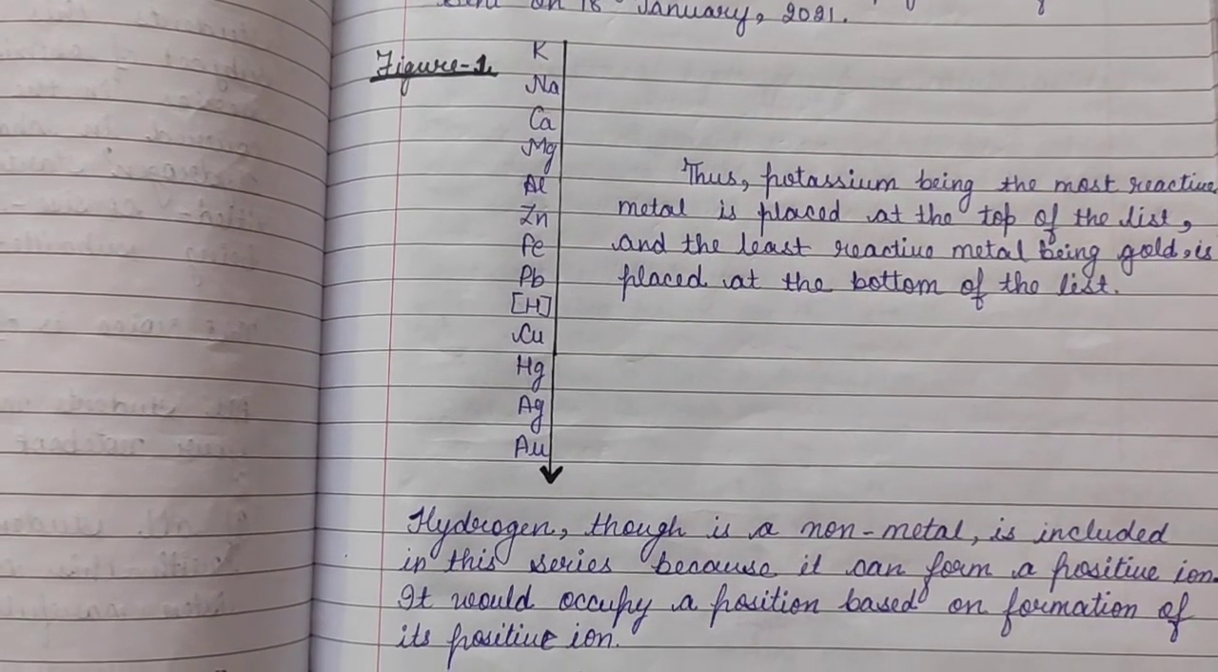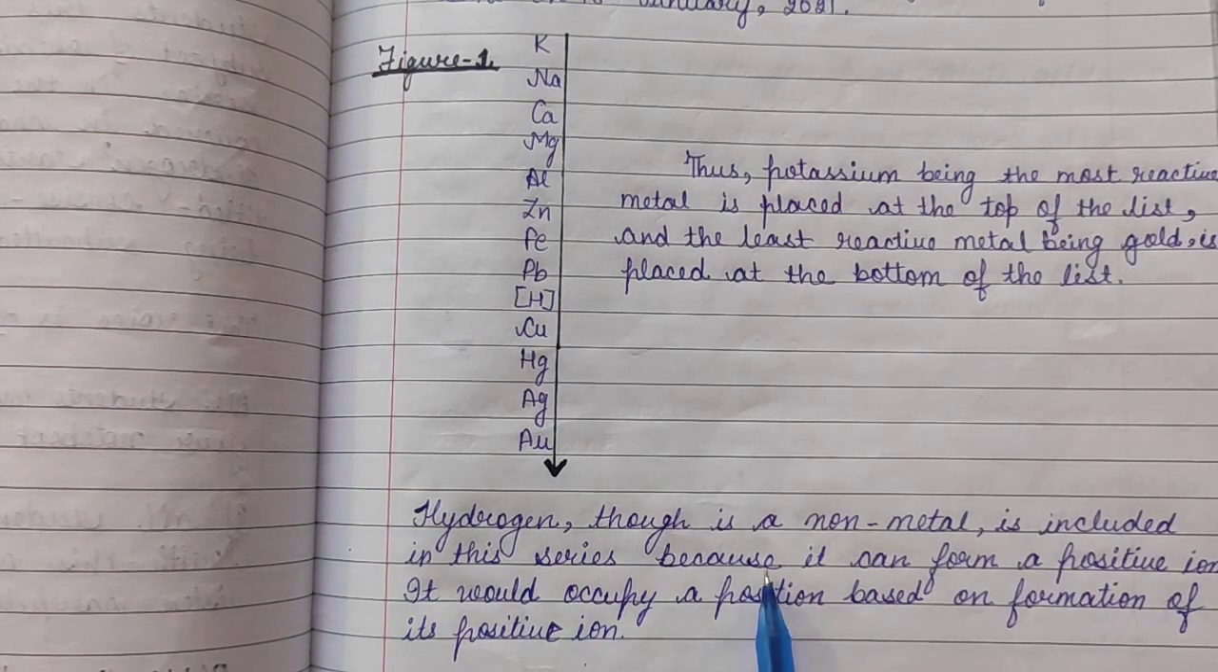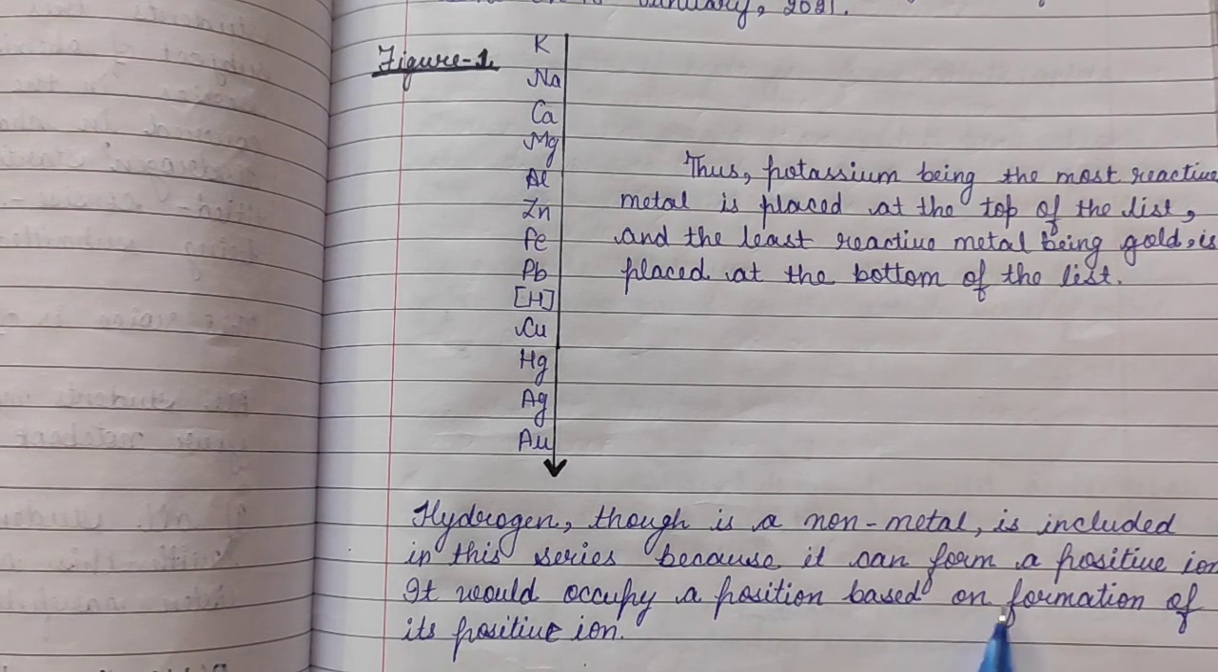Hydrogen, though it is a non-metal, is included in this series because it can form a positive ion. It would occupy a position based on formation of the positive ion.